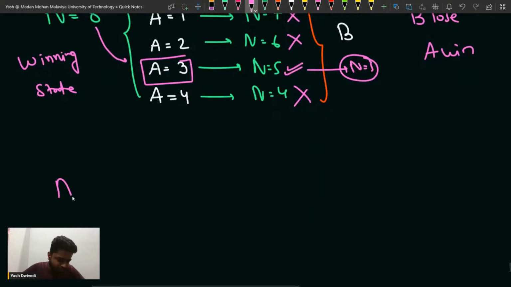So now let's check for n is equal to 9 here. When we check for n is equal to 9, what is going to be the scenario? We'll just quickly do it.